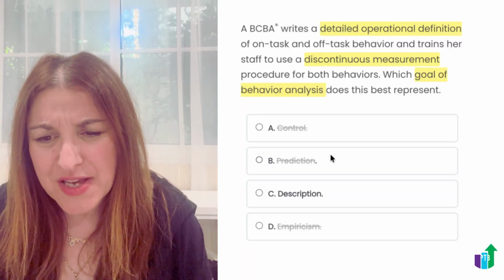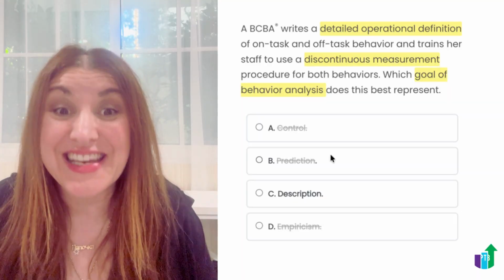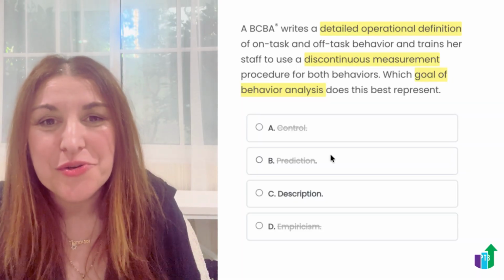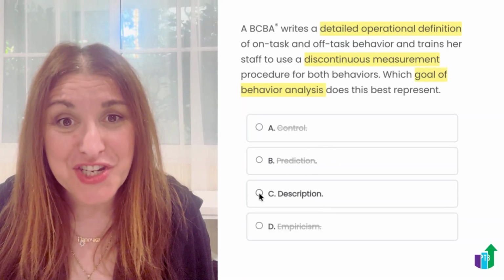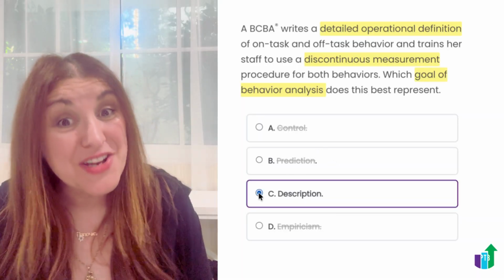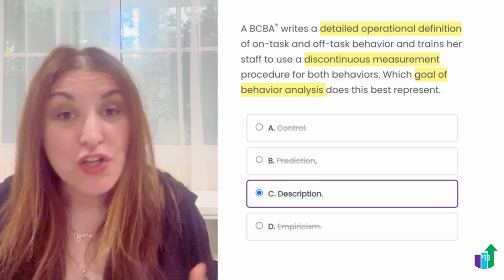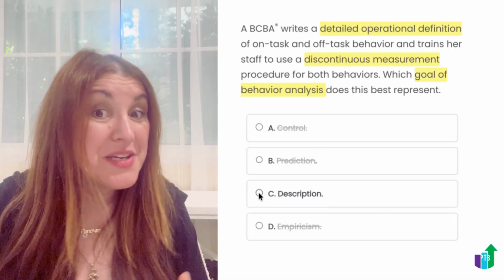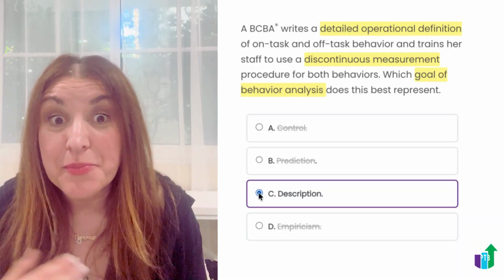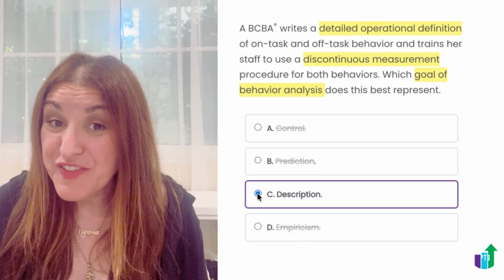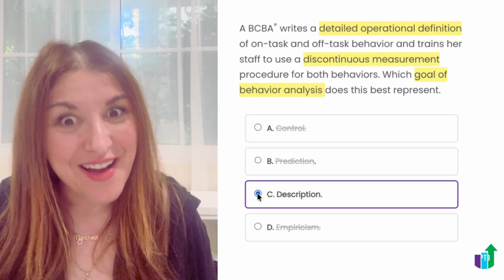So let's think about this. Description. Well, what is description? I'm pretty sure it means describing a behavior or describing observed events. Sounds kind of like a detailed operational definition. And it also sounds like measurement could be important here, like systematic measurement. It does not involve looking at two events occurring at the same time. It does not involve looking for a functional relation by manipulating variables. So description feels very correct. And so I am confident in choosing option C.